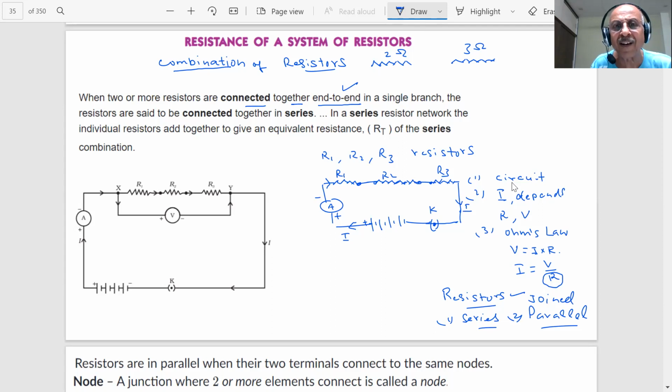These are the three resistances. They are connected end to end. How are they connected? End to end. And this is called series, a series connection. The resistances are said to be connected in series when they are together end to end in a single branch. So this is what we mean by series connection.